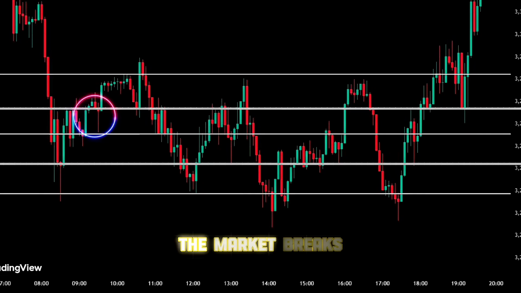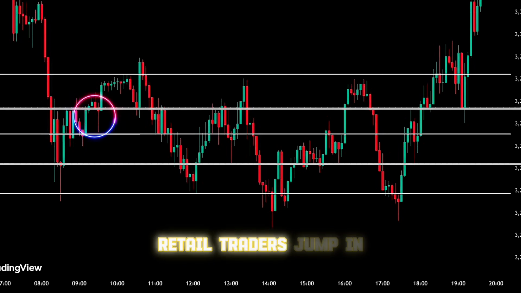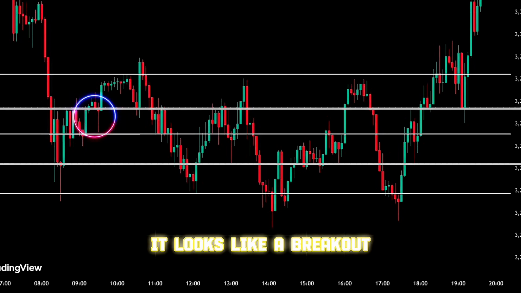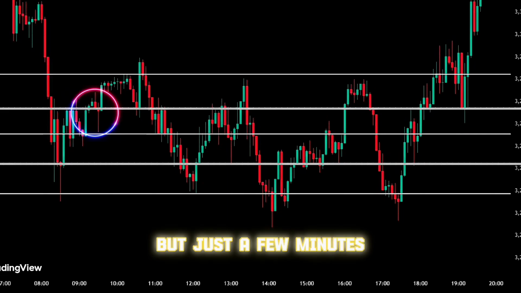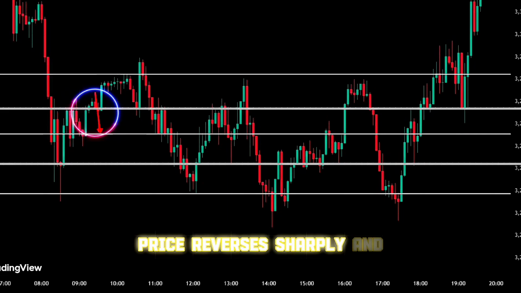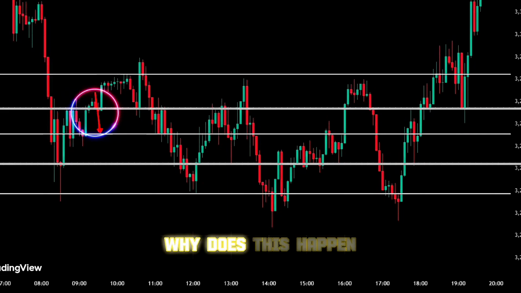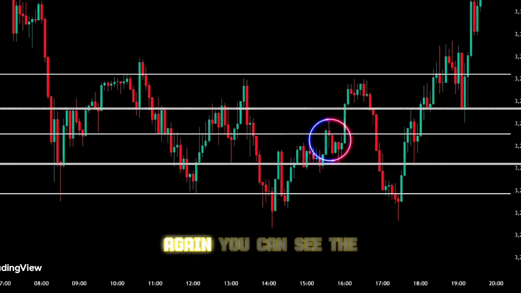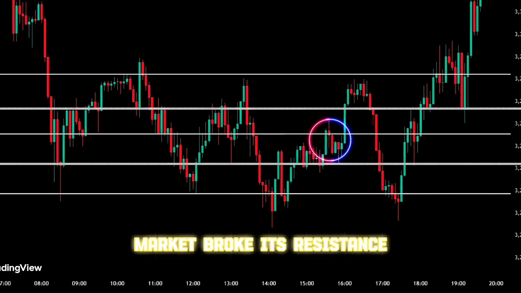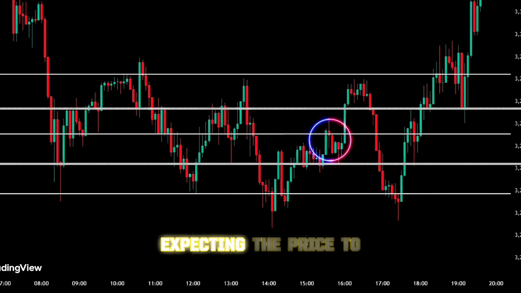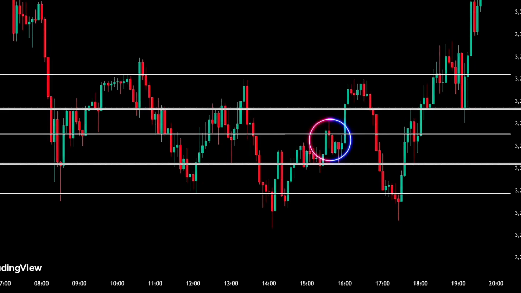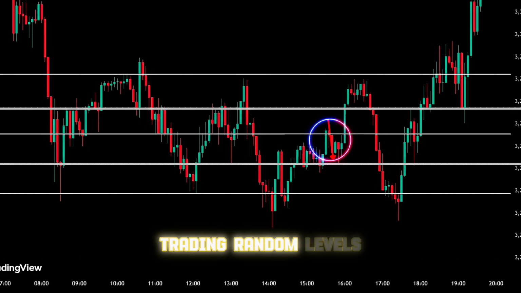Right here, the market breaks a resistance level, and instantly, many retail traders jump in for a buy. It looks like a breakout. It feels like a breakout, but just a few minutes later, price reverses sharply and hits their stop loss. Why does this happen? Because they traded off a weak level. Let's take another example. Again, you can see the market broke its resistance. Beginners enter the trade, expecting the price to move straight to their target, but instead, it stalls and then reverses. Stop loss. Gone. This is the danger of trading random levels.